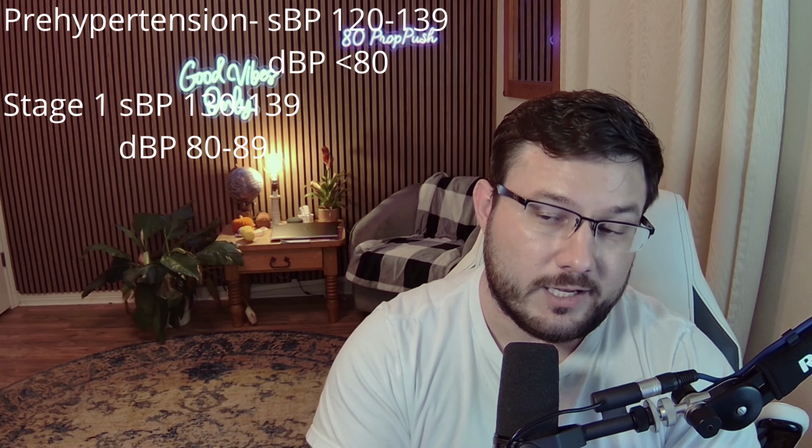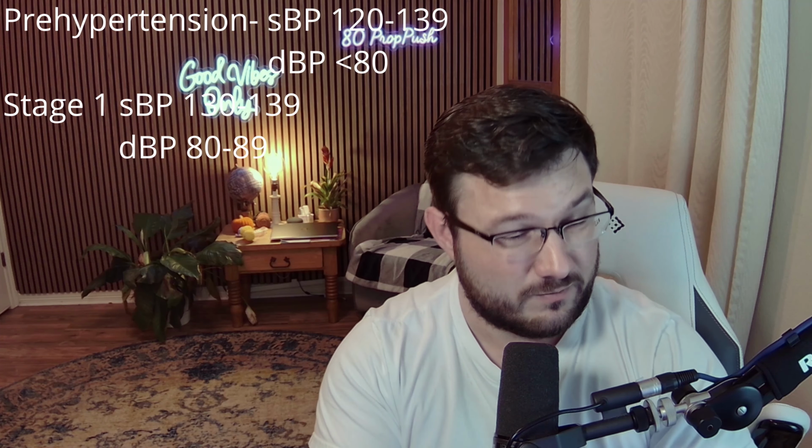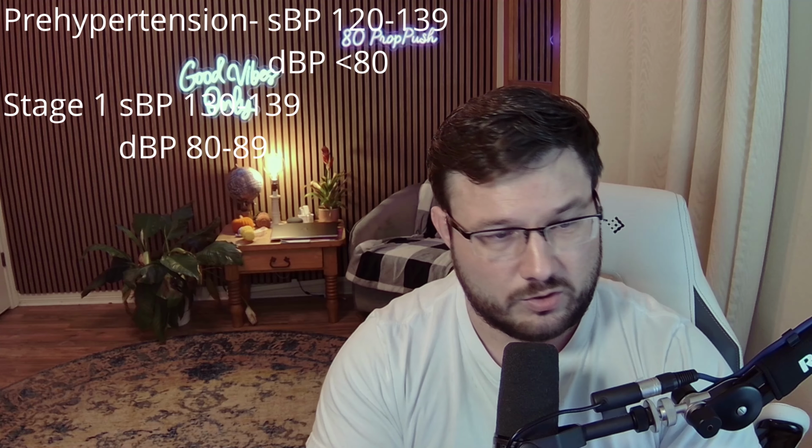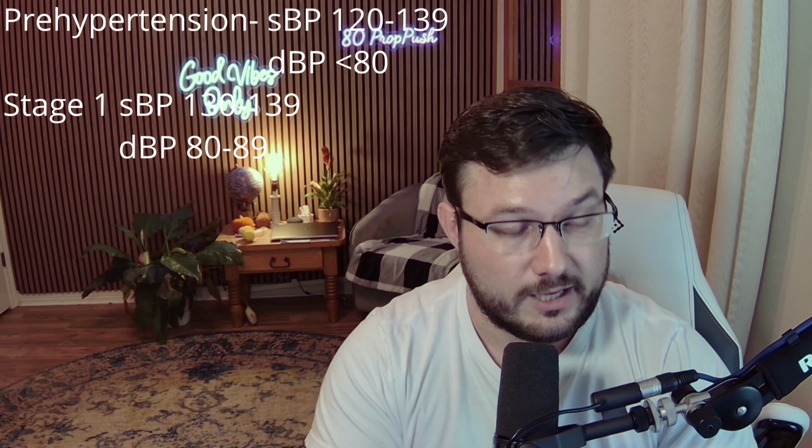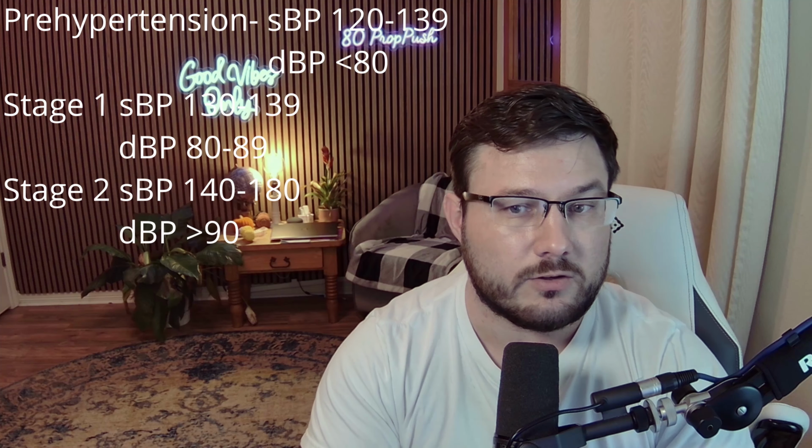Then we have stage 1 hypertension, which is going to be a systolic of 130 to 139, but a diastolic that is 80 to 89. Still very manageable, usually with lifestyle changes. If it fails at this point, generally you'll see medications get started if we can't manage it with other things. Then we get to stage 2 hypertension, 140 or above on the top number, systolic, or 90 or above on the diastolic, or the bottom number.